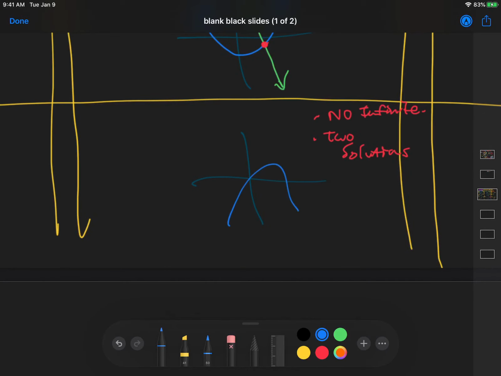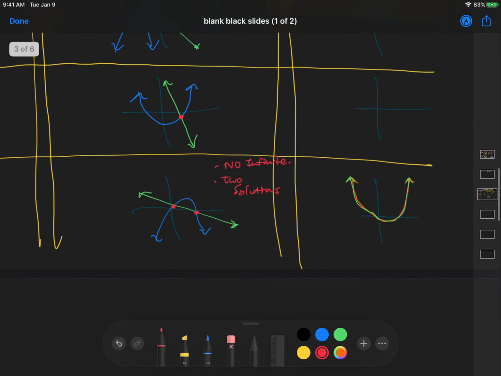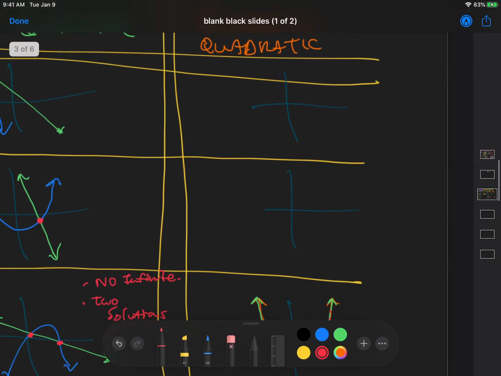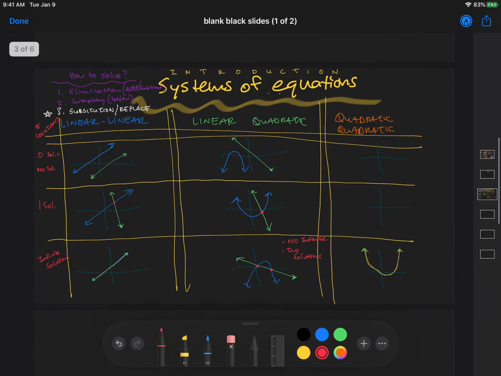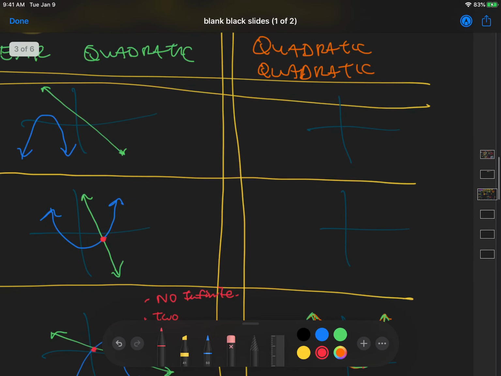Yeah, you just have a parabola, and somehow it goes this way, right? Then your two solutions are going to be there and there, okay? And let's do the quadratic and quadratic. Can we have it where it has no solutions? Can you think of something? How about this?